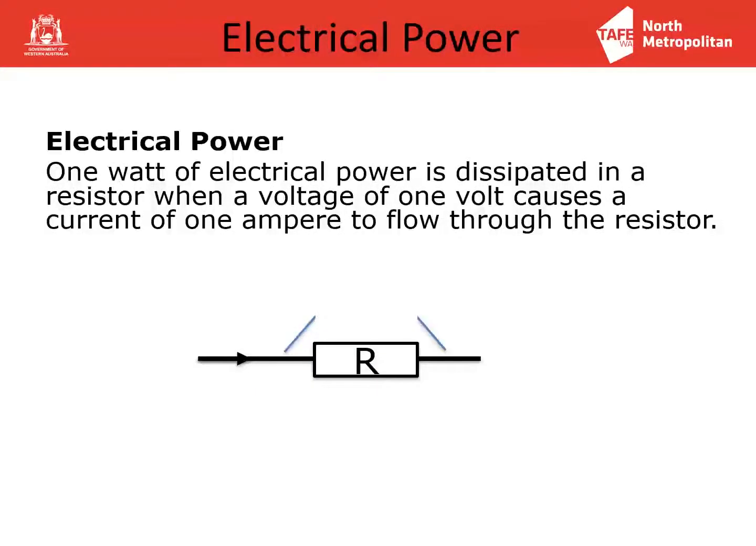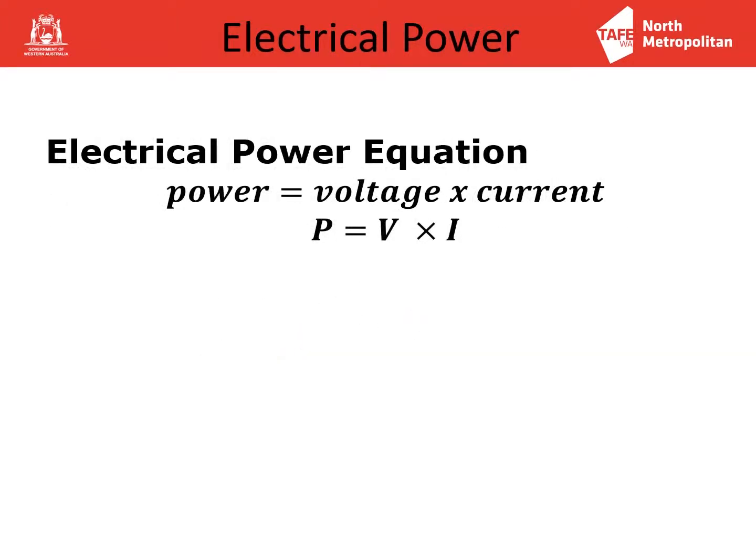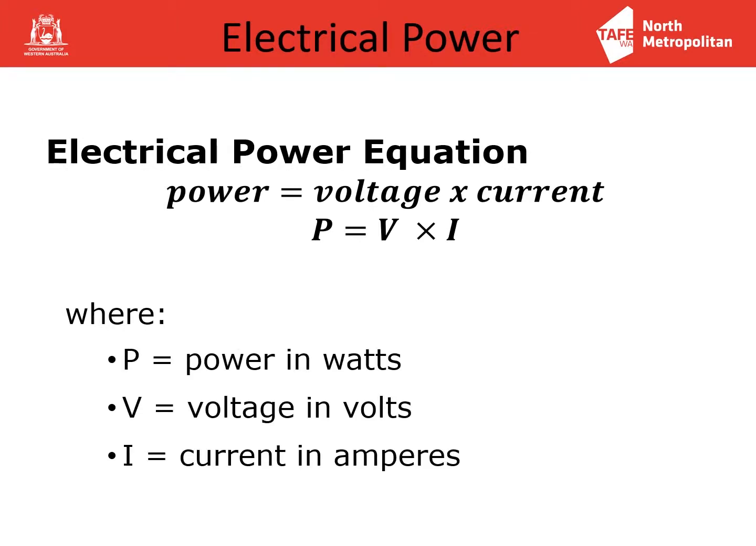Electrical power is the power dissipated in the resistance of electrical circuits. 1 watt of electrical power is dissipated in a resistor when a voltage of 1 volt causes a current of 1 ampere to flow through the resistor. Power equals the voltage multiplied by the current. Power is in watts, voltage is in volts, and current is in amps.